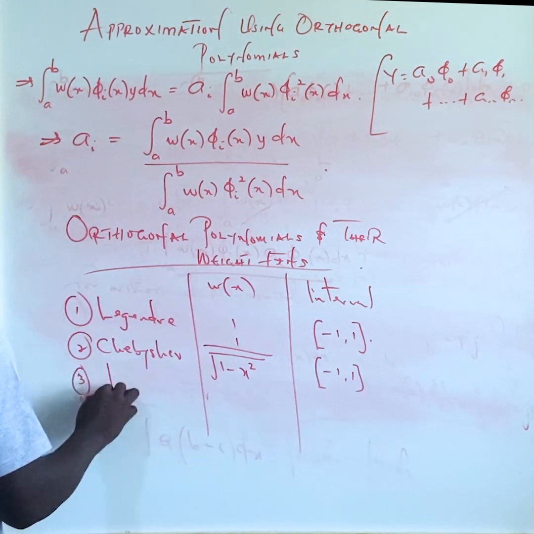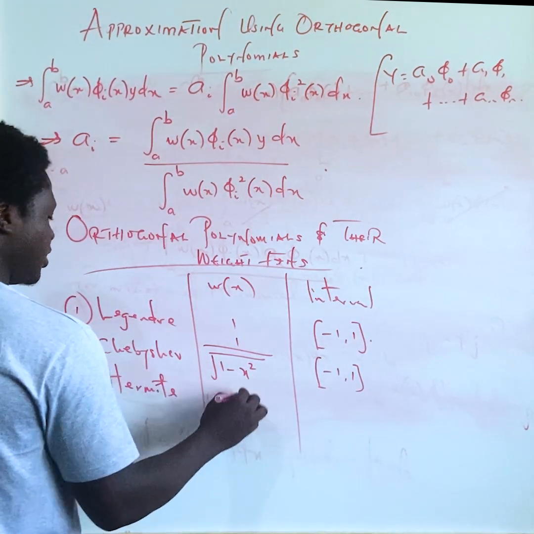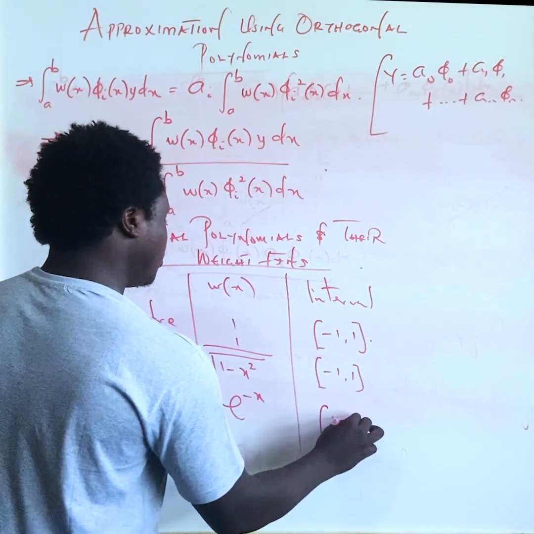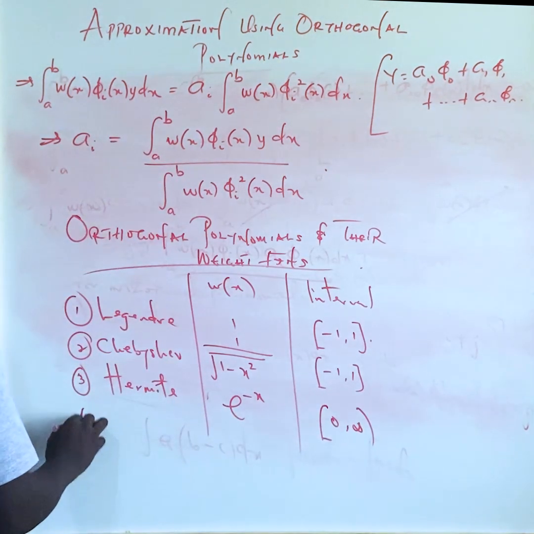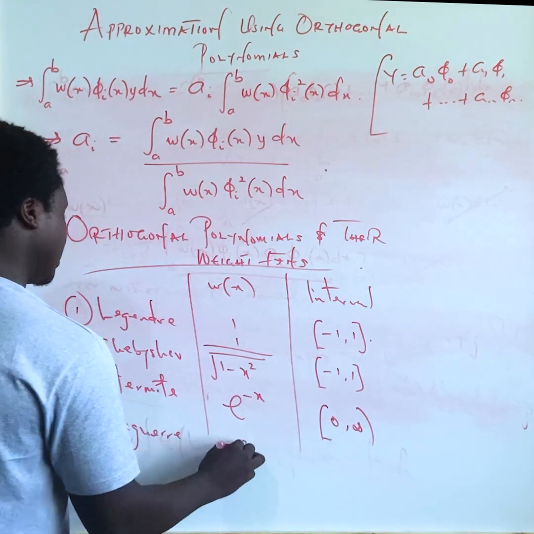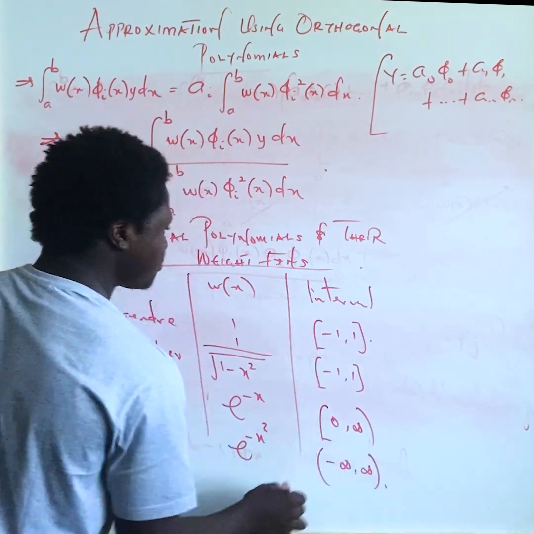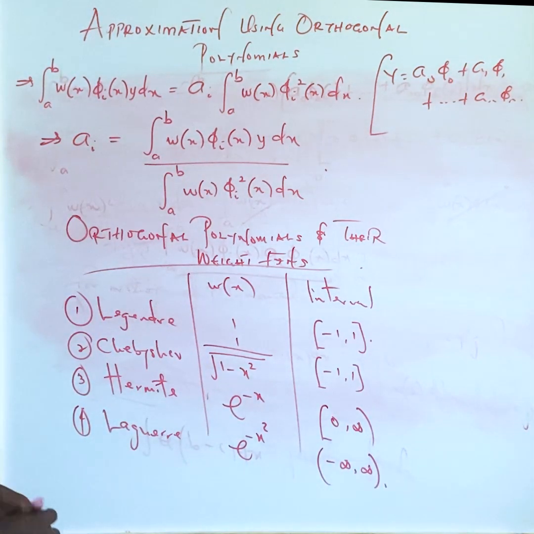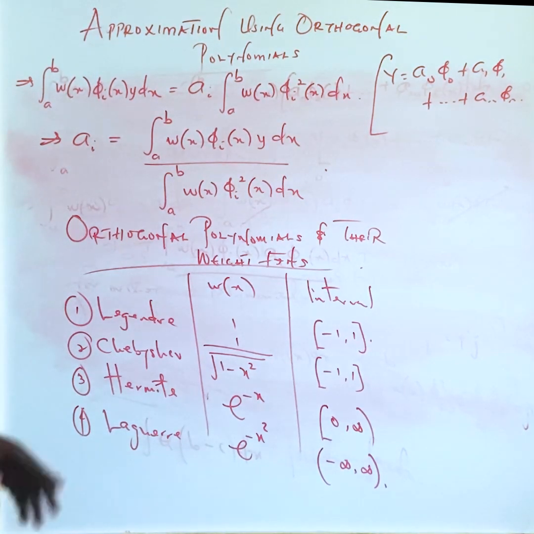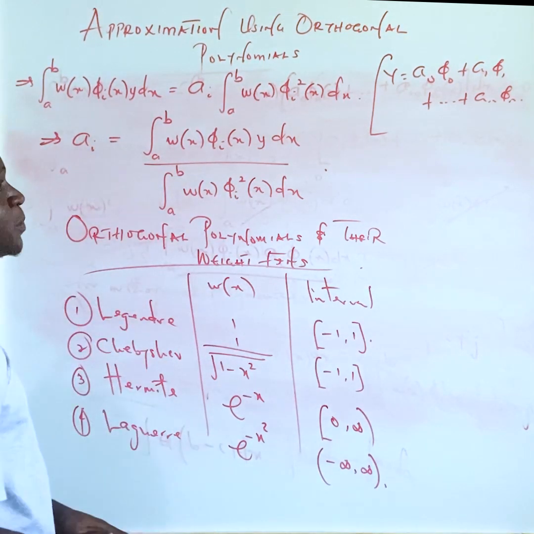Number 3, we have the Hermite. Its weight function is exponential minus x, and the interval is from 0 to infinity. Number 4, we have the Laguerre. Its weight function is exponential minus x squared, and the interval is from minus infinity to infinity. Okay, so for this course we focus on the Legendre and the Chebyshev polynomials. So let's see how we get phi naught, phi 1 for Legendre, and phi naught, phi 1 for Chebyshev.